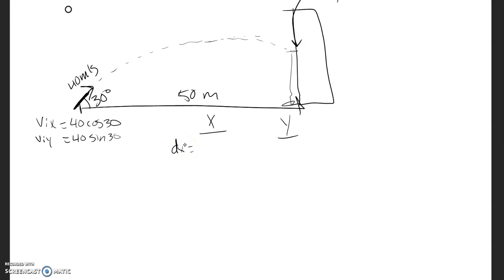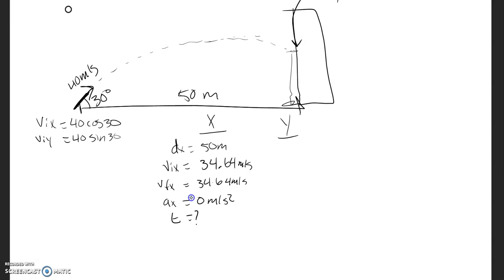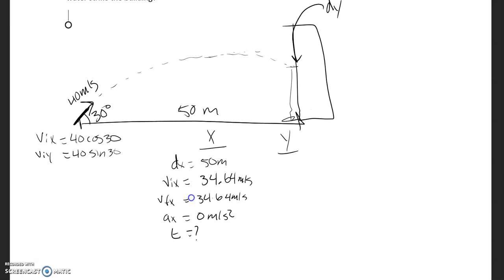Let's start with dx. We do know it's 50 meters. VIX is going to be 40 cosine 30. Grab your calculator, put in 40 cosine 30, and you're going to get 34.64 meters per second. VFX is also going to be 34.64 meters per second, and the reason for that is that AX is 0 meters per second squared. It's not accelerating in the horizontal direction. We actually don't know the time in this case.